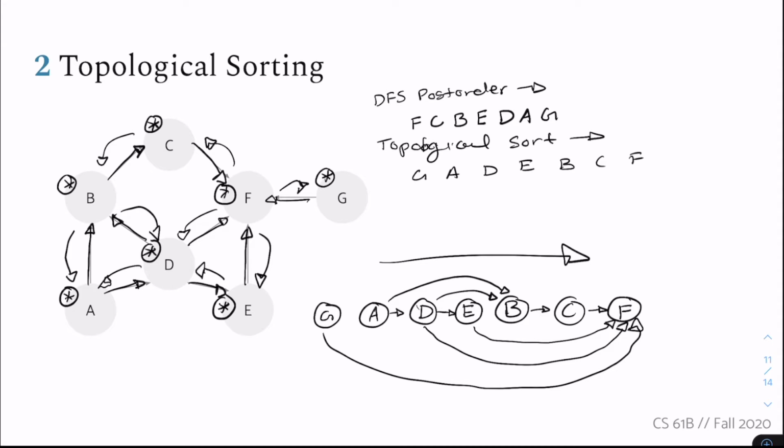You can also see that we can easily switch the positions of G and A, and it'd be completely valid. We can switch the positions of E and B, and they'd be completely valid. So there are variations on this. This is just the easiest one to get and has a more straightforward methodology.